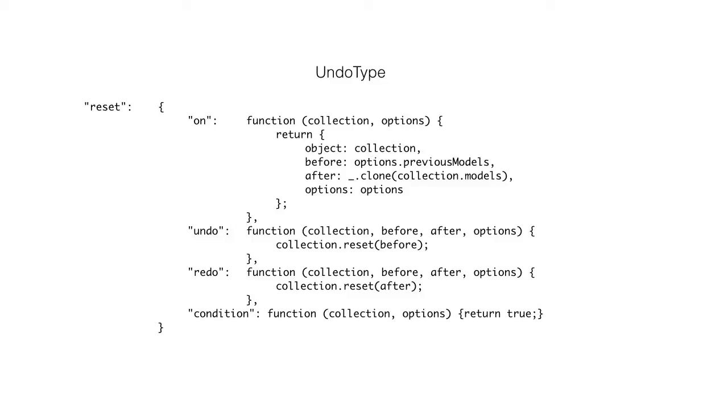Now, you might already have noticed it. This is it. This is where the magic happens. These undo types are the very heart of Backbone.Undo.js. So while developing my application, I realized I needed access to these undo types. And that's what I want to show you in the third and last demonstration.